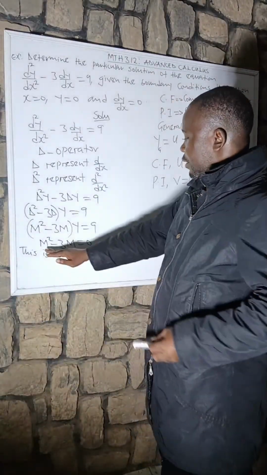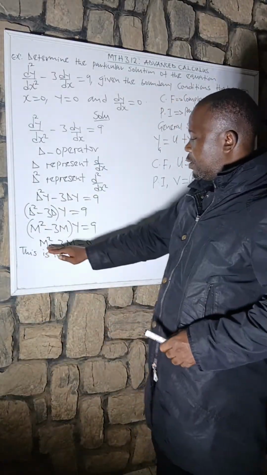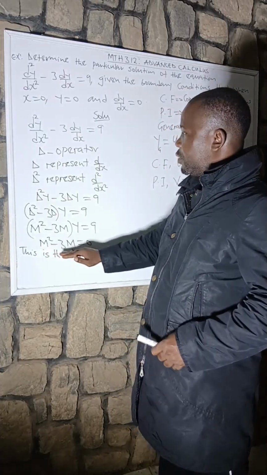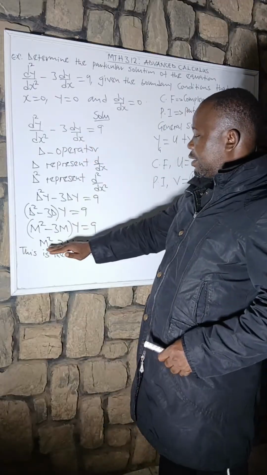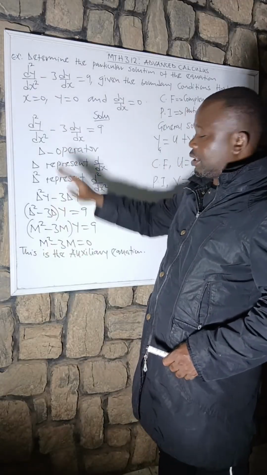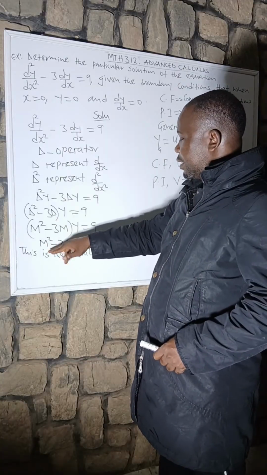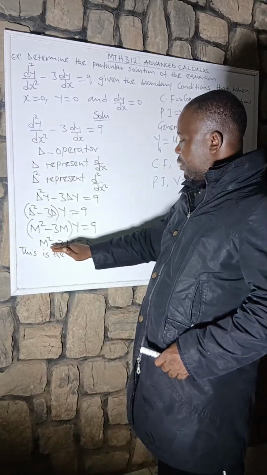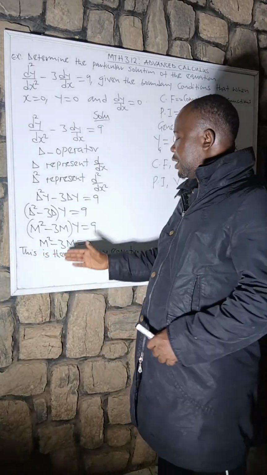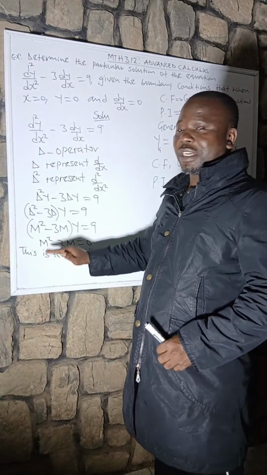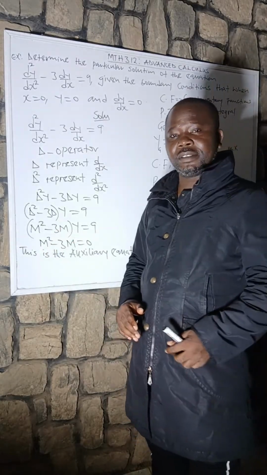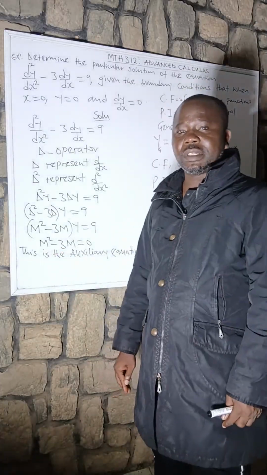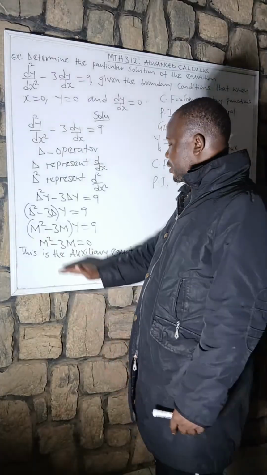this is the auxiliary equation. Why is it called an auxiliary equation? Because we are able to find it from a differential equation. It was extracted from a differential equation, so it is known as what? Auxiliary equation. Yeah, it is a quadratic equation, but as long as differential equation is concerned, we refer to it as what? Auxiliary equation, as a mathematician. Is that clear? So take note.